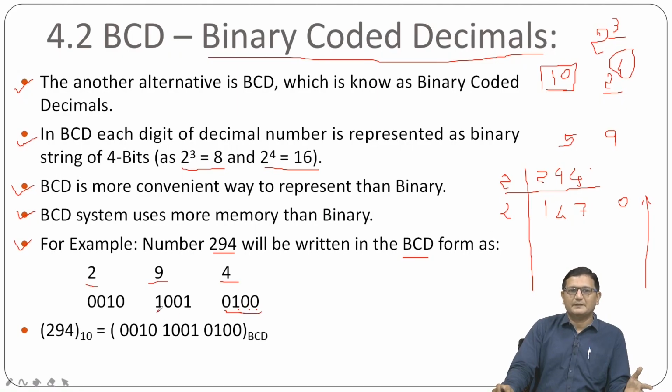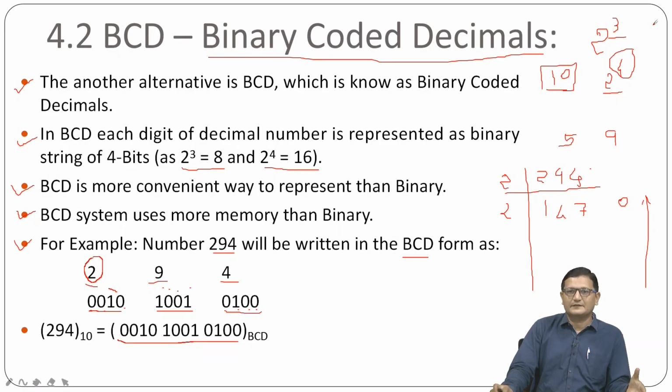Similarly here 8 plus 1. So 8 is there and 1 is there, 2 and 4 are not there, so 2 and 4 are 0. 8 plus 1 makes 9. Similarly for 2, 8 and 4 and 1 are not there, only 2 is there. So this is the binary of 2. So see here, each and every digit is written in the form of 4 bits of binary, and this is called BCD.